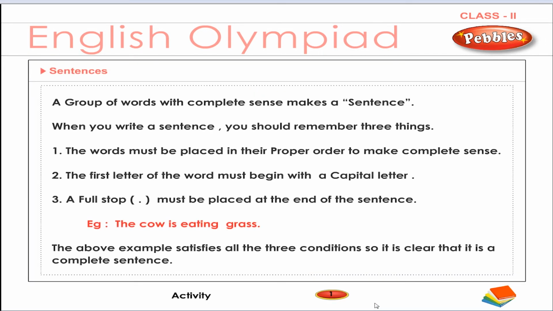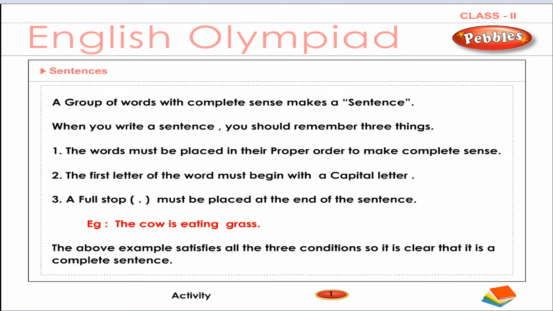Sentence. A group of words with complete sense makes a sentence. When you write a sentence, you should remember three things. The words must be placed in their proper order to make complete sense. The first letter of the word must begin with a capital letter. A full stop must be placed at the end of the sentence.